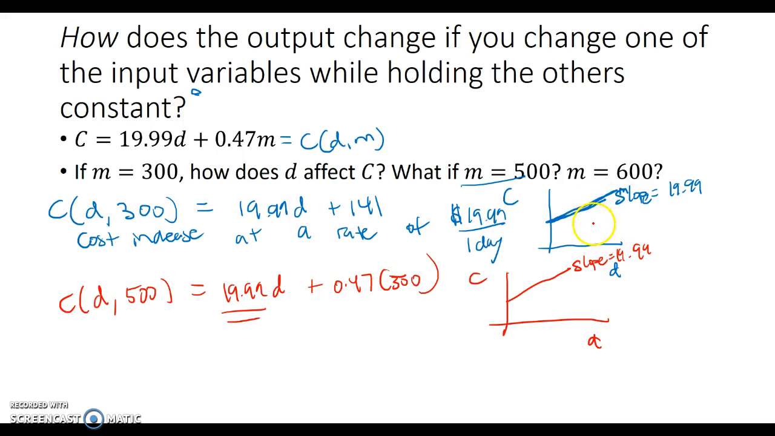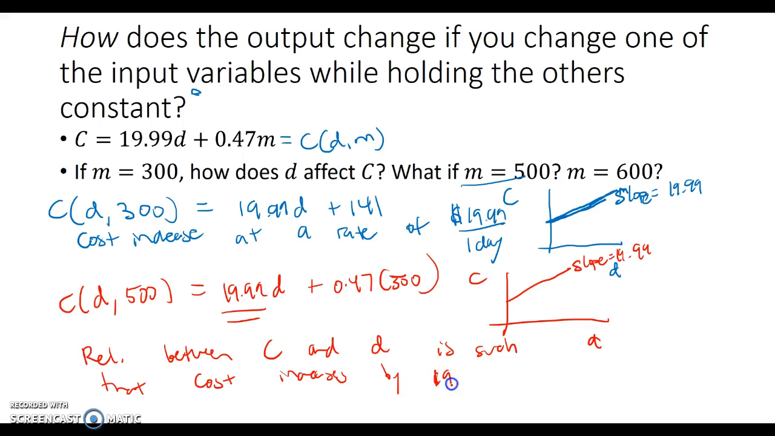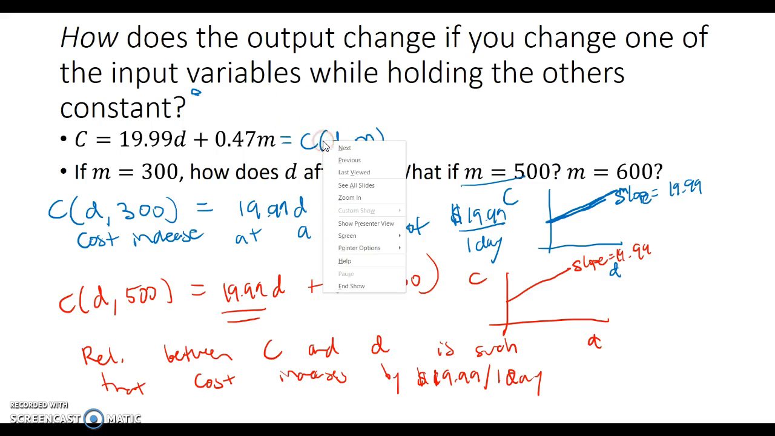Same idea here goes for 600. So the relationship between cost and days is such that cost increases by $19.99 per day. Okay, that's a constant rate of change. So not much going on there. And in fact, you didn't even have to tell me what m was equal to. Regardless of what m was equal to, in this case, the rate of cost change was exactly the same. That's not always necessarily the case.